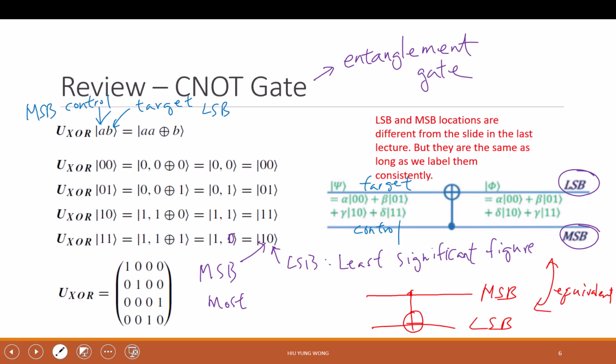Does that make sense? So when I describe the CNOT gate, I'm trying to help you understand the meaning of the gate. But for the gate itself, you don't need to do any measurement. Yeah, question? It's the same for the Toffoli gate.